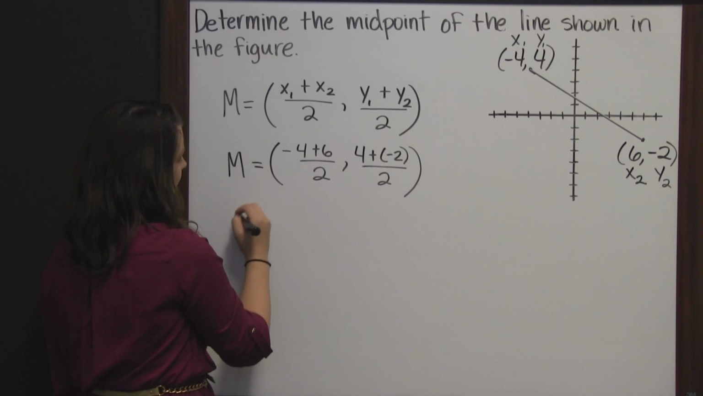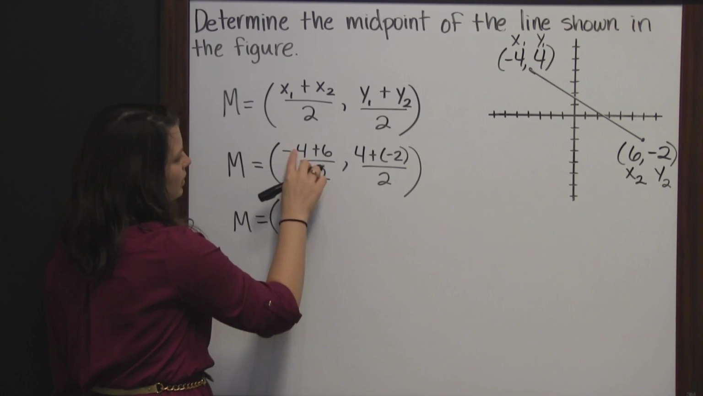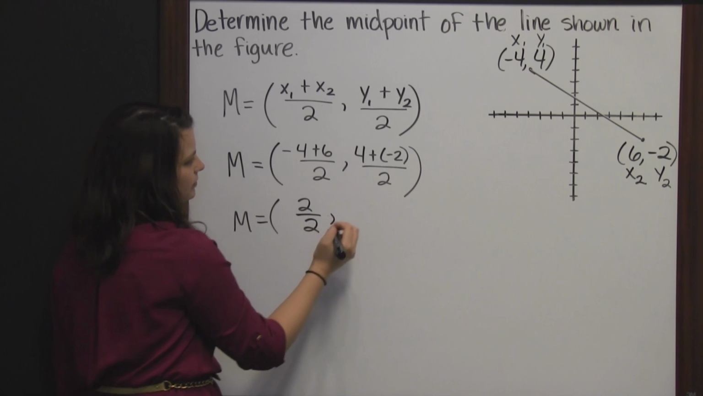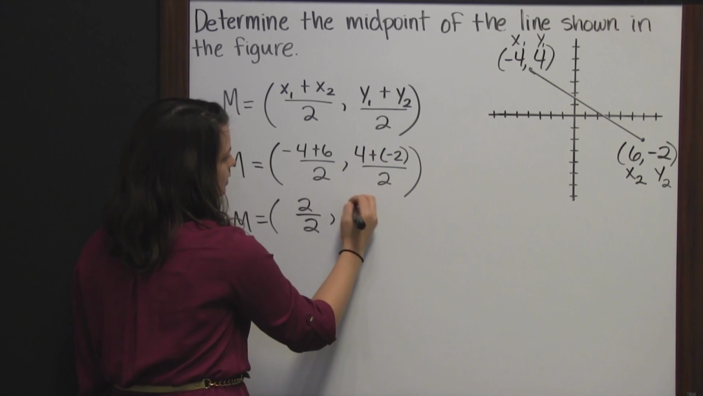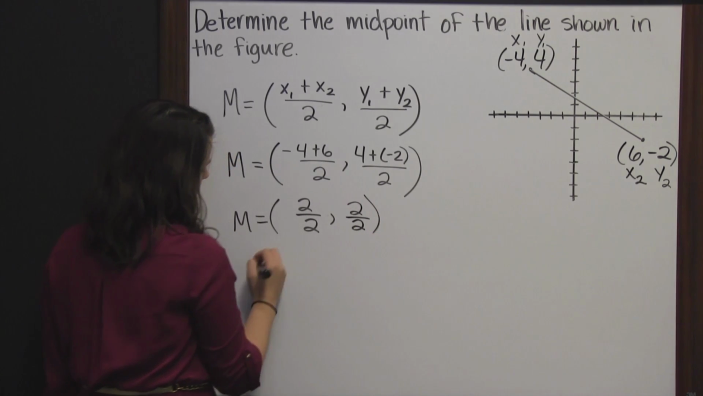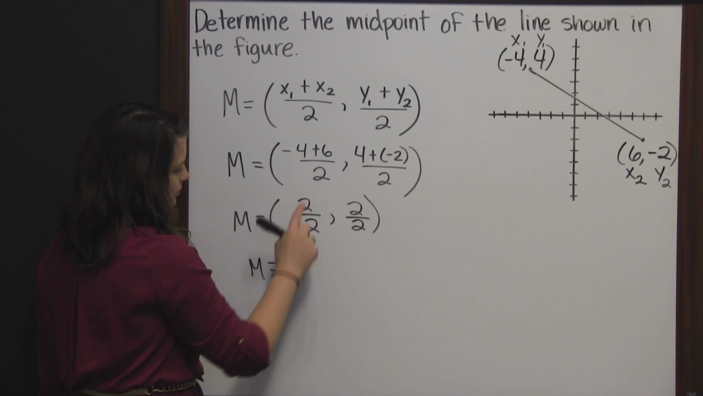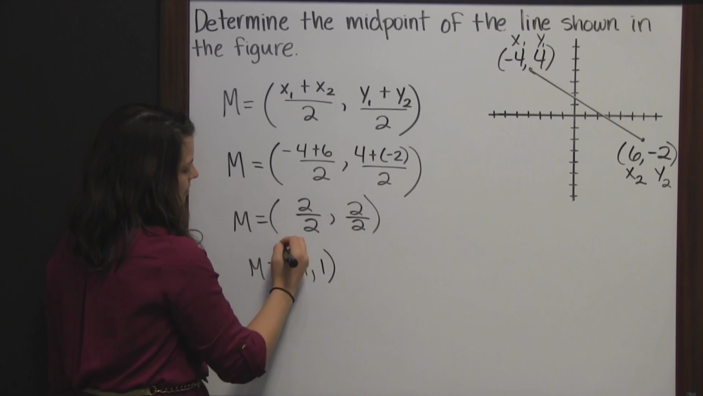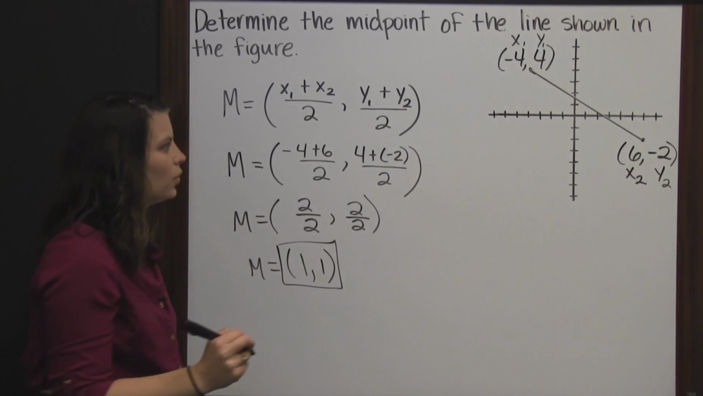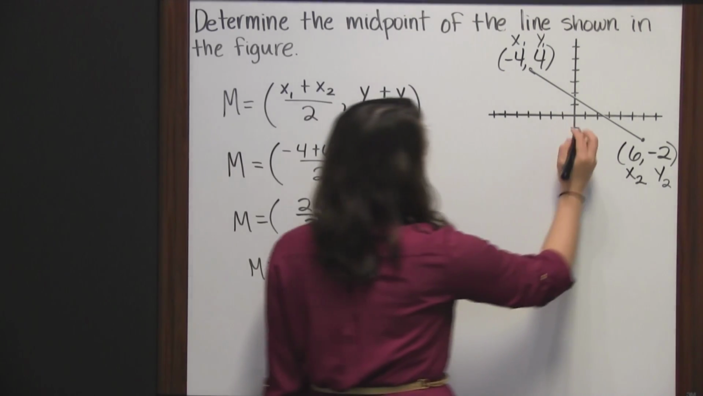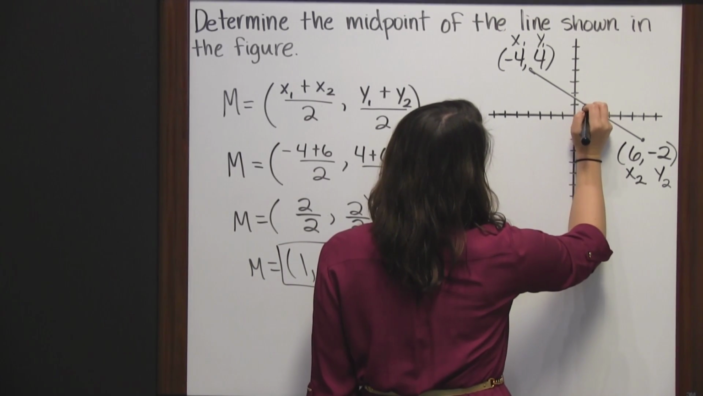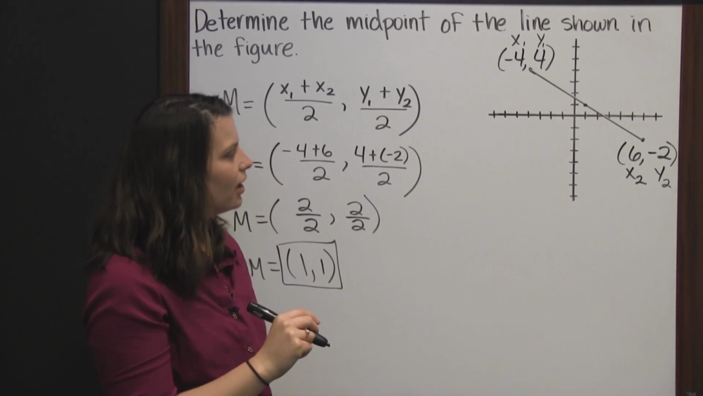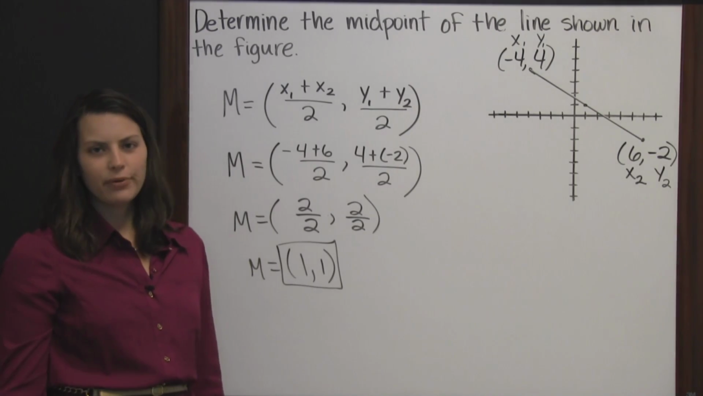Now we need to simplify by adding. Negative 4 plus 6 is 2 divided by 2. 4 plus negative 2 is 2 divided by 2. And finally we divide. 2 divided by 2 is 1. 2 divided by 2 is 1. So the midpoint is 1, 1, which you can see on this graph, over 1, up 1. And you know that point does look like it's right in the middle of that line. So that's our midpoint.